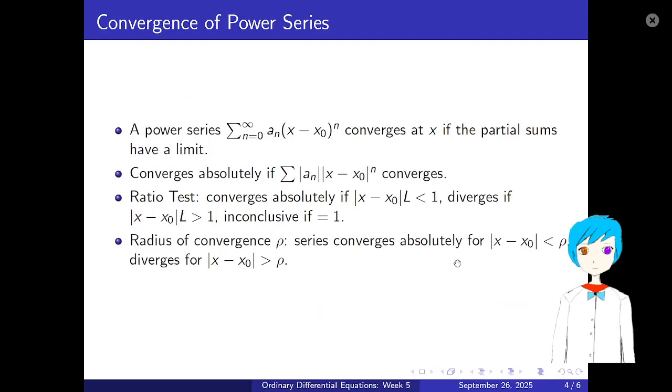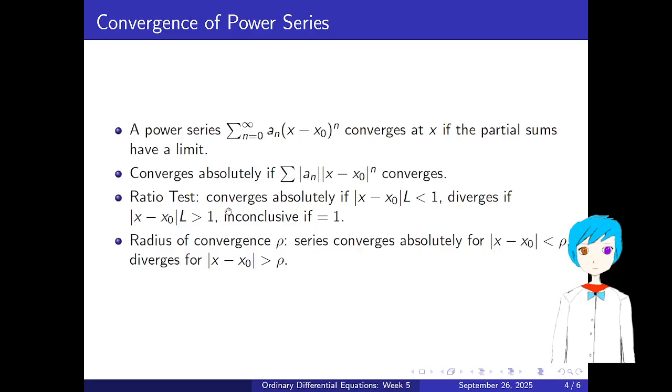We talk about the power series and the power series methods to solve ODEs. For the power series, first we need to know when the power series converges. It converges if the partial summation has a limit as n goes to infinity. We have absolute convergence: if we take the absolute value of each term and the summation converges, then we call it converging absolutely.